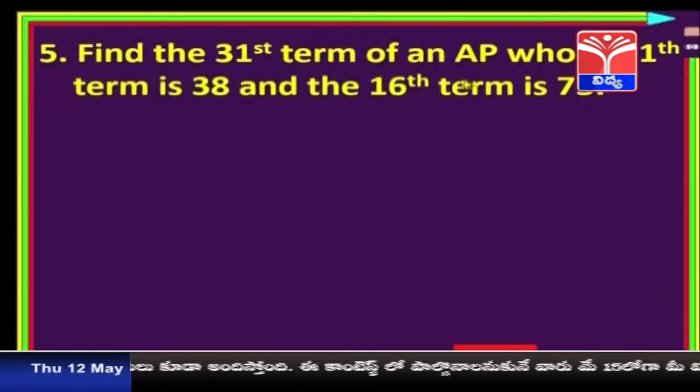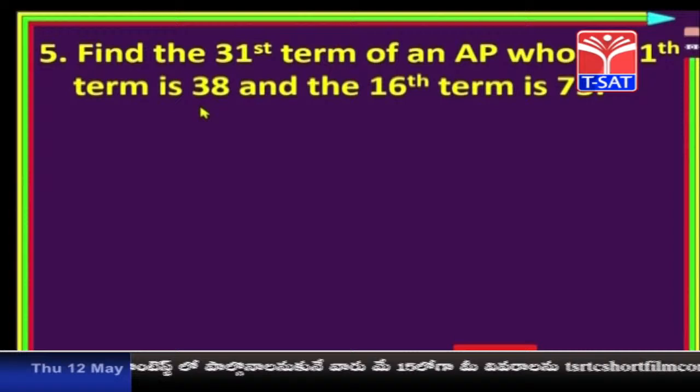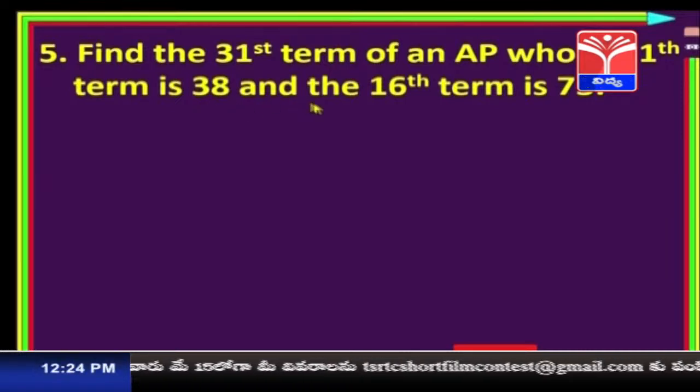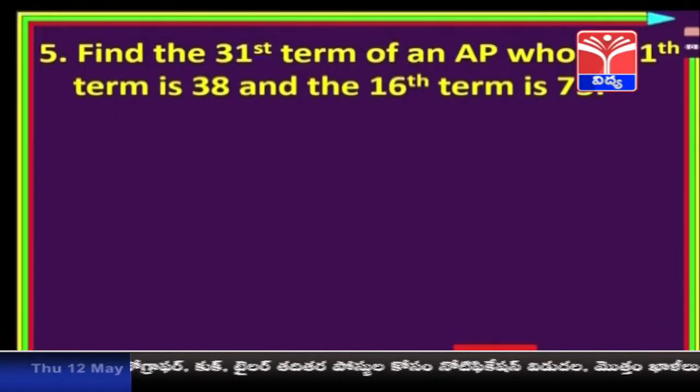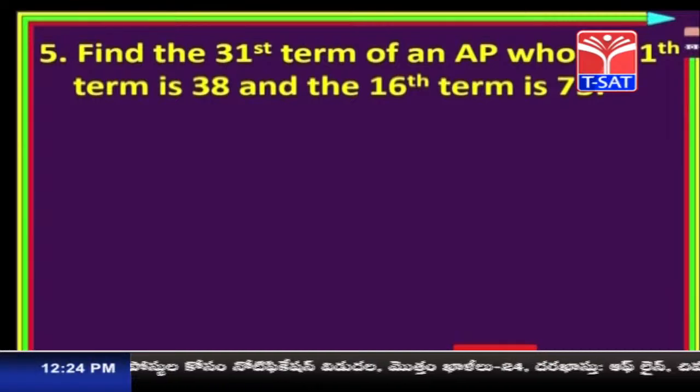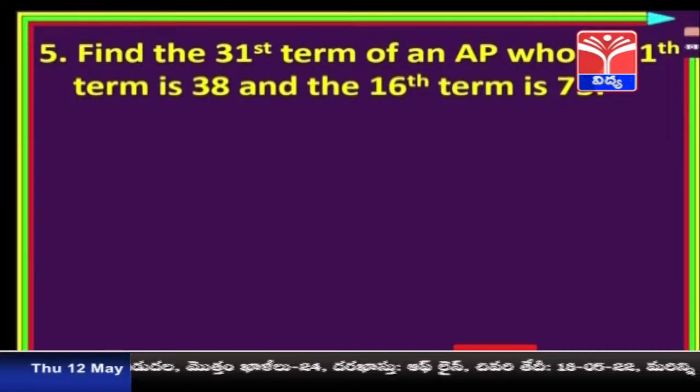One more beautiful problem, that is, find the 31st term of an AP whose 11th term is 38 and the 16th term is 73. Okay. It is an interesting question. Here the 11th term is given and the 16th term is also provided. By using those two terms we should find the 31st term. Okay. So, first write the given data.